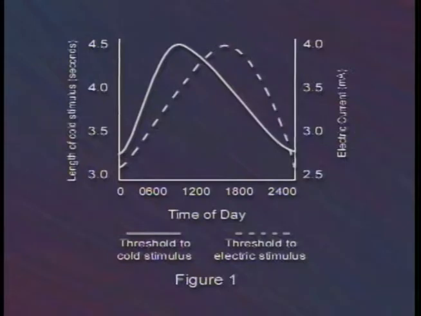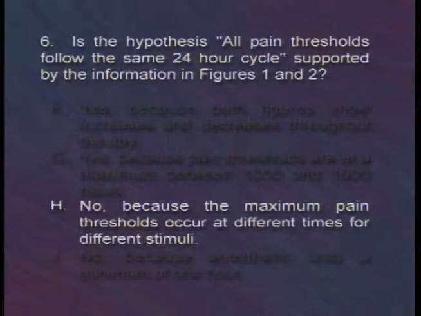Option C provides the best explanation for why the pain thresholds do not follow the same 24-hour cycle. It seems that the maximum pain thresholds occur at different times for different stimuli. Thus, the correct answer is H.